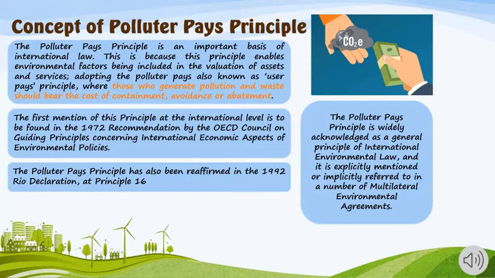avoidance, or abatement. The first mention of this principle at the international level is to be found in the 1972 recommendation by the OECD Council on guiding principles concerning international economic aspects of environmental policies. The polluter pays principle has also been reaffirmed in the 1992 Rio Declaration at Principle 16. As a summary, the polluter pays principle is widely acknowledged as a general principle of international environmental law, and it is explicitly mentioned or implicitly referred to in a number of multilateral environmental agreements.